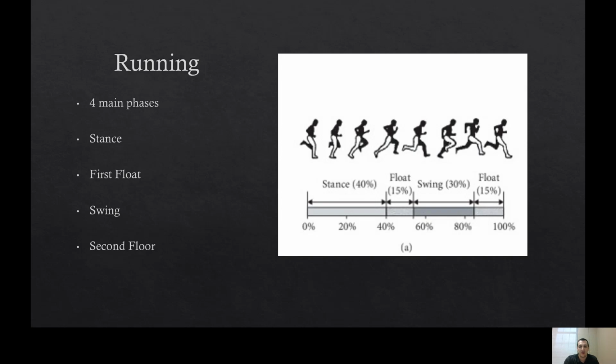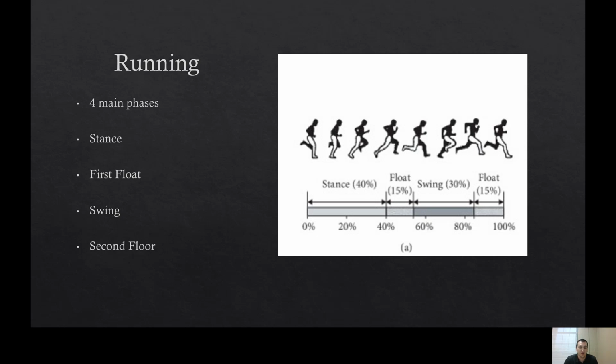Next up, we have running, and there are 4 main phases of running. The first phase is stance. The second phase is first float. Then you have the swing phase, and finally the second float. So for the first phase, the stance phase, it takes about 40% of running. It's the heel strike to the toe off.